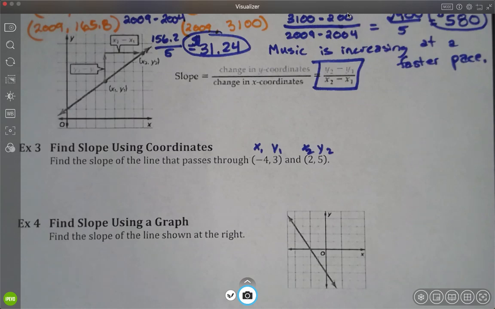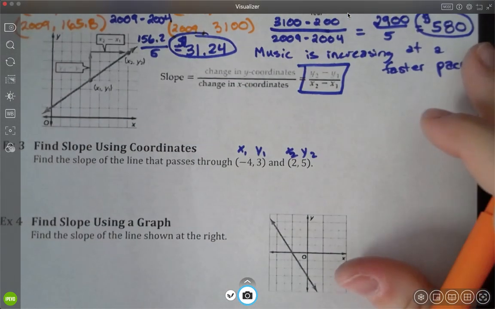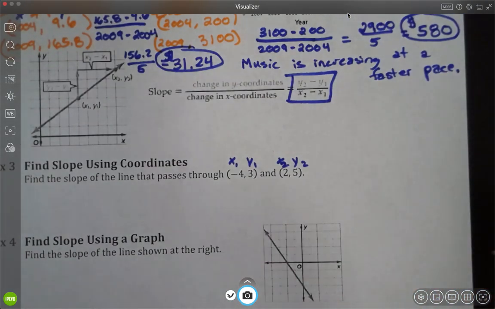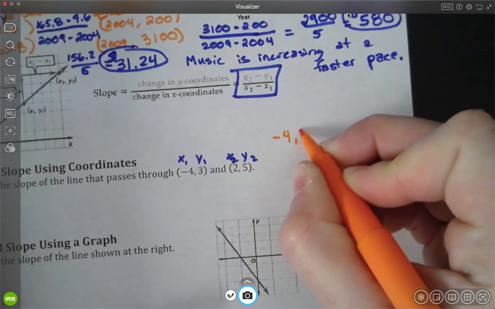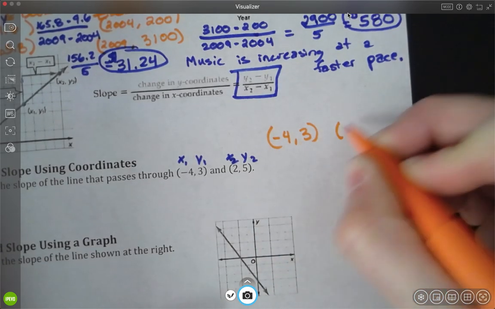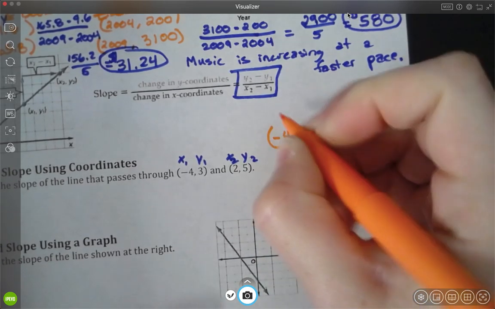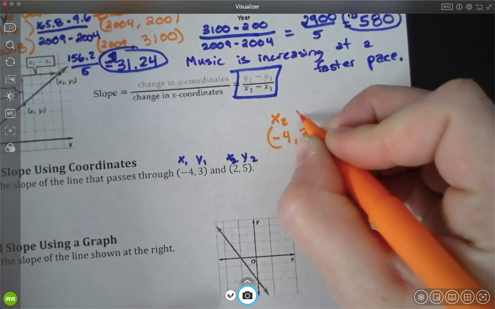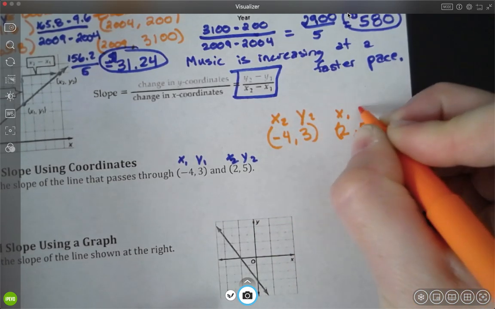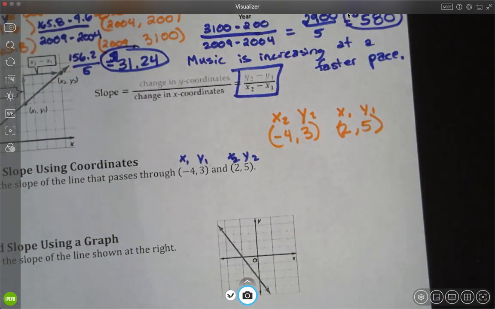Okay, did you get an answer? y2 minus y1 over x2 minus x1. Okay, I'm going to do something different. You guys know the answer to this problem, or I hope you did it right at least. We're going to do the exact same points, but instead I'm going to call this x2 and y2, and this x1, y1. Usually you do the first one as your ones and the second one as your twos, but I'm going to flip them around.